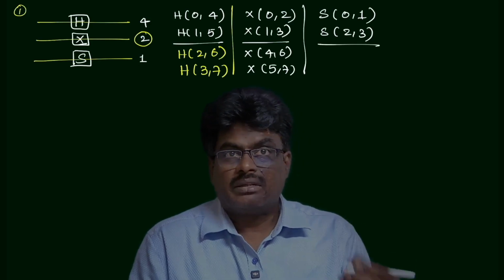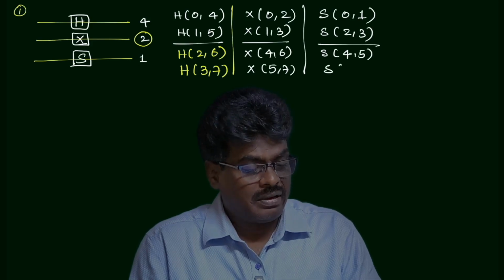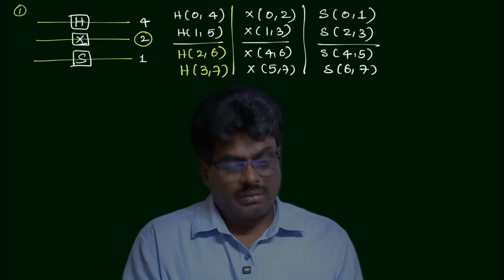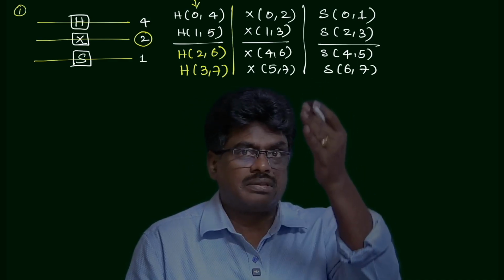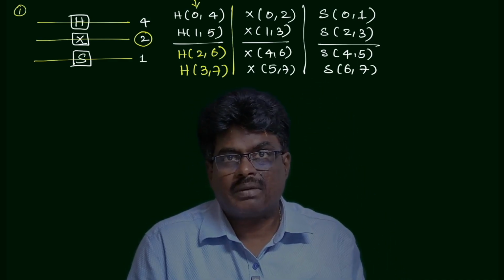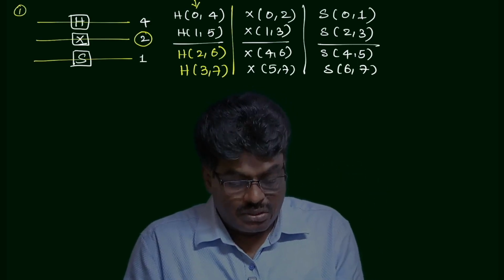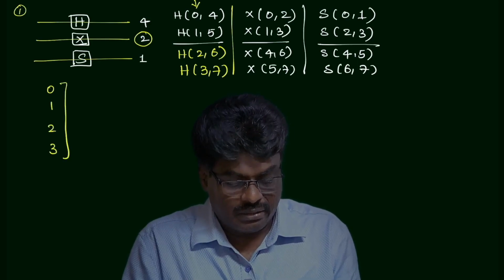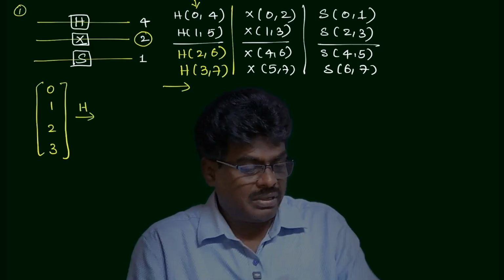Now I am adding a 4 to the previous operations: 4 comma 5 and 6 comma 7. I already told you, whenever Hadamard is there, it is better to take the first decimal values of that ordered pair. That's better. Okay, so 0, 1, 2, 3 I have taken. Now for the first Hadamard operation, just go from left to right.